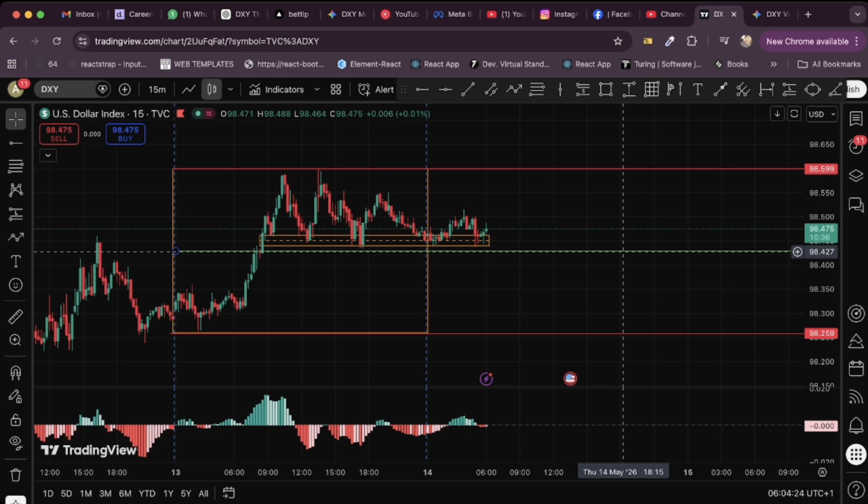The reason why we look at DXY and only DXY is because once you understand what's going on in DXY, you pretty much know what is going on in other major forex pairs. If you want to know about it, go read about currency correlation, and I'll be making a video on currency correlation.